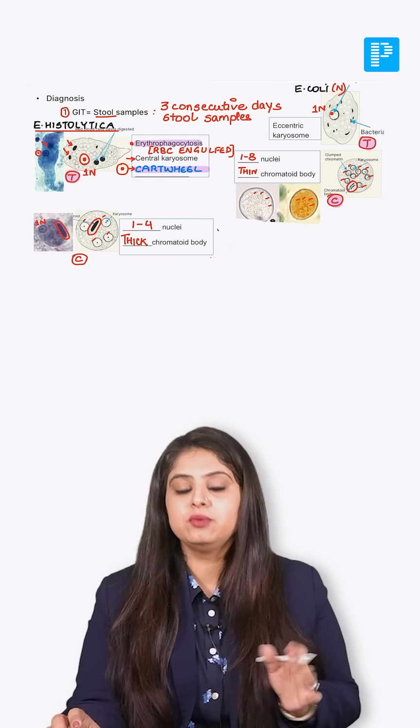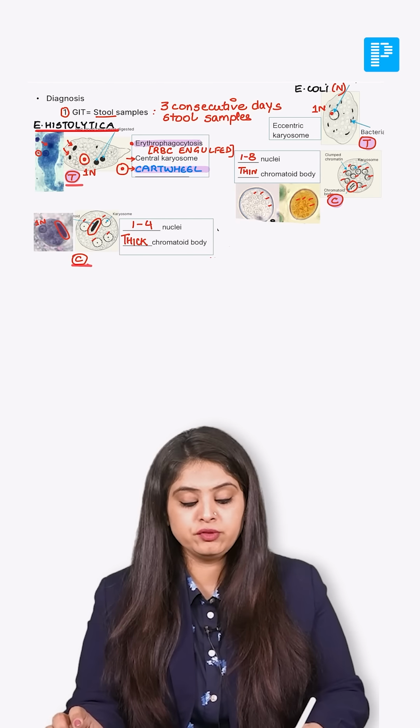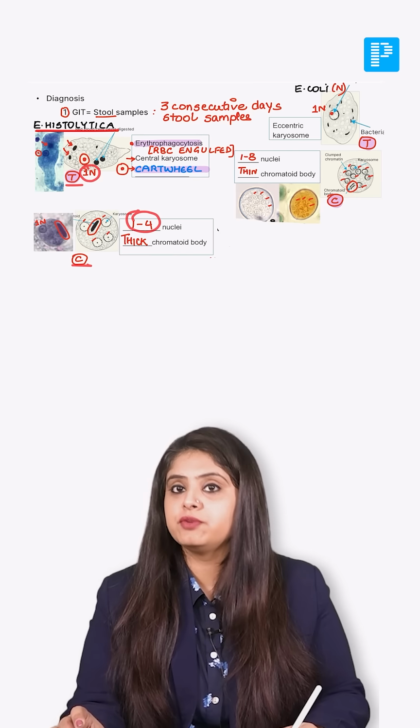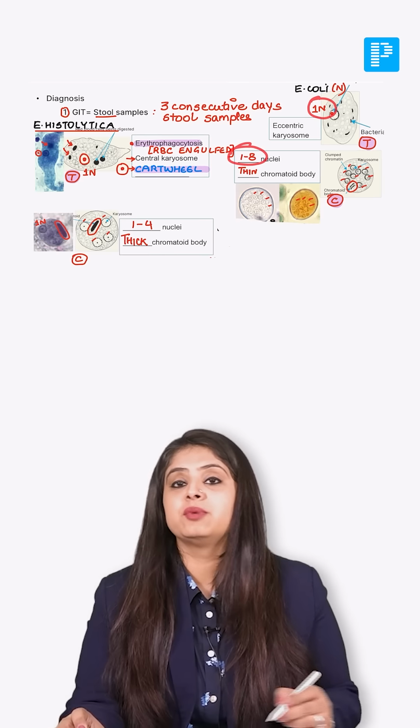I just revised the nuclei with you. In Entamoeba histolytica, trophozoite versus cyst. Trophozoite had 1 nucleus, cyst had 1 to 4. In Entamoeba coli, the trophozoite has 1 nucleus and the cyst has 1 to 8.